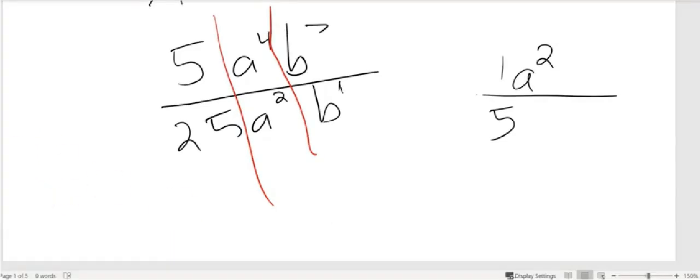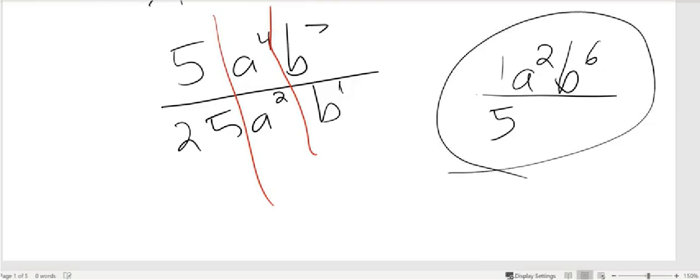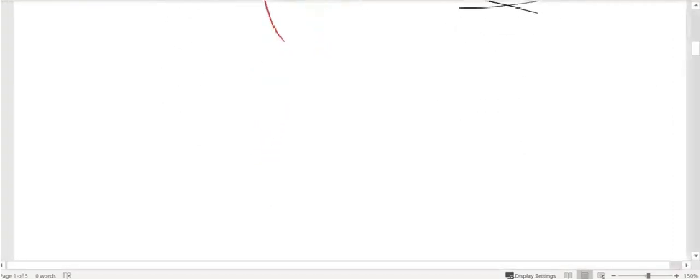And my b's. Now, if there's a single b and there's no variable exponent, remember it's b to the 1st. So there's 7 b's on top, 1 b on bottom, cross 1 off, there's 6 of them left on top. So there's my final answer. If you separate a big problem into smaller problems, it becomes a lot easier for you guys. Alright, let's look at our next one.